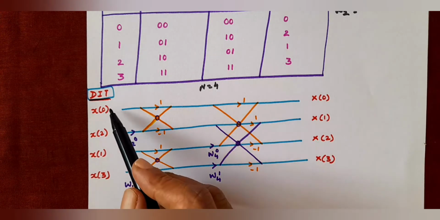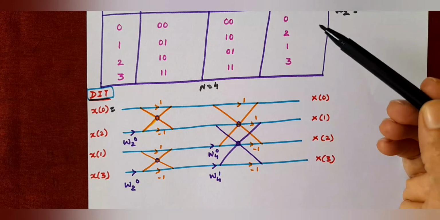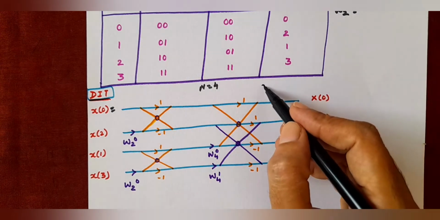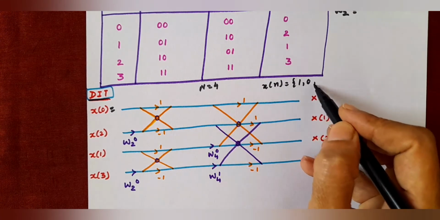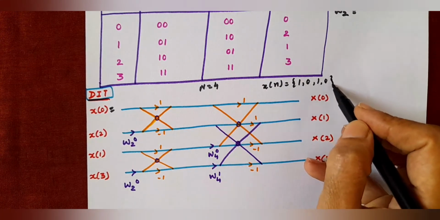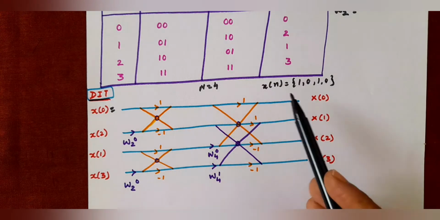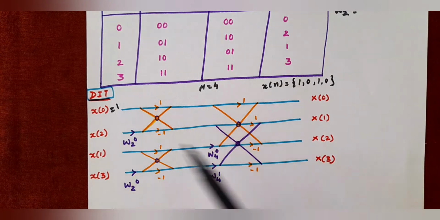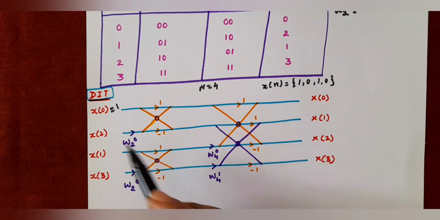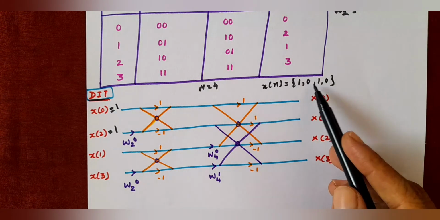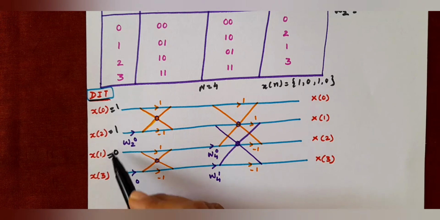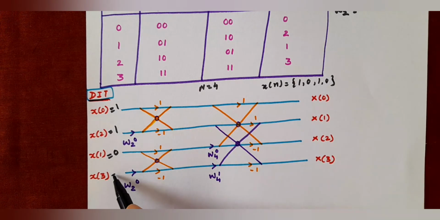What is the x of 0 value? What is the given sequence? X of n is equal to 1, 0, 1, 0. So what is x of 0? It is 1. What is x of 2? 1. What is x of 1? 0. X of 3 value is 0.